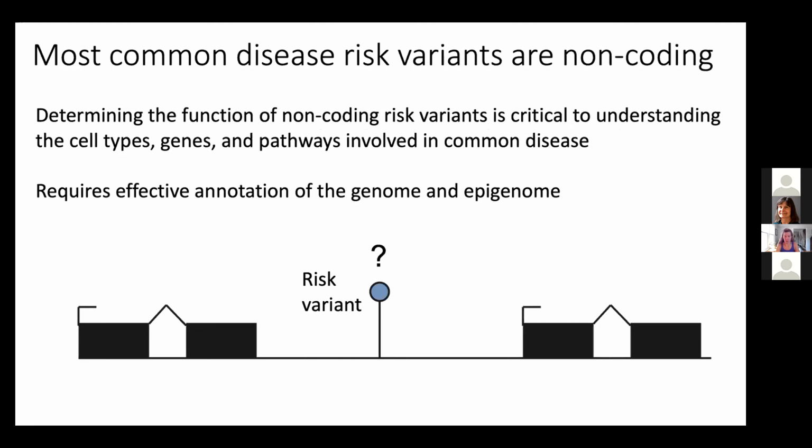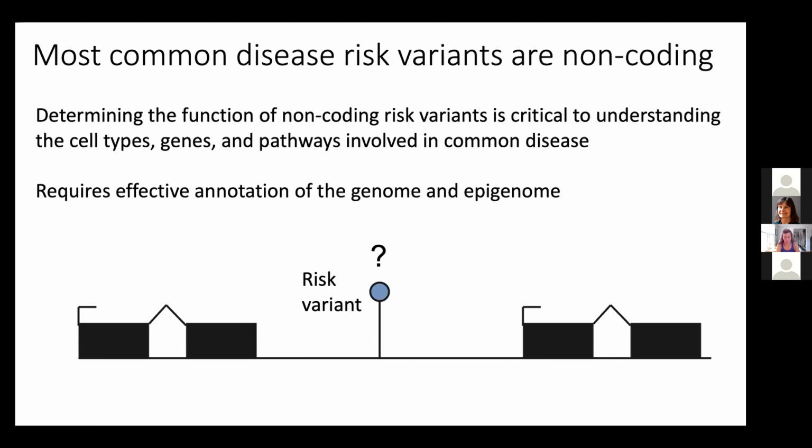The key question that we're trying to address with this resource is that most common disease risk variants are non-coding and therefore have no immediately obvious mechanism. All the diseases that Michael mentioned, the common diseases in his talk, the large majority of variants associated with those diseases are non-coding. So understanding their function, what genes they're affecting, and what cell types they're affecting those genes in, is critical in order to understand the biology underlying these loci.